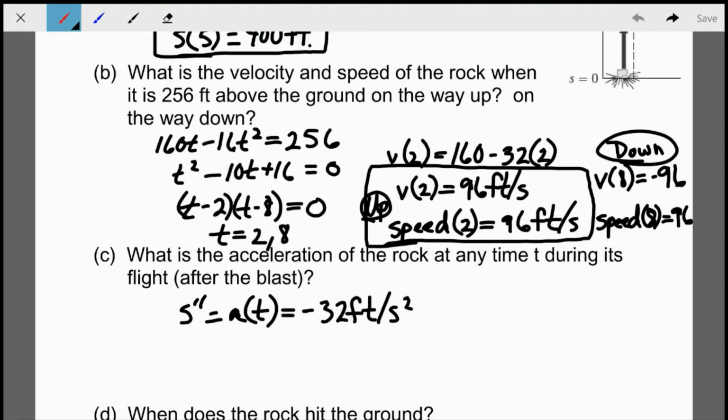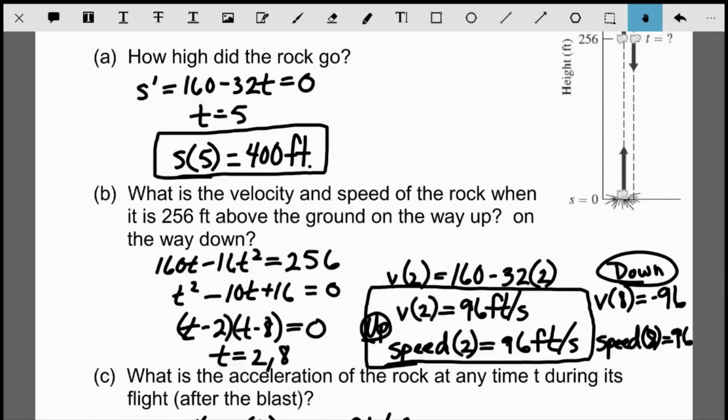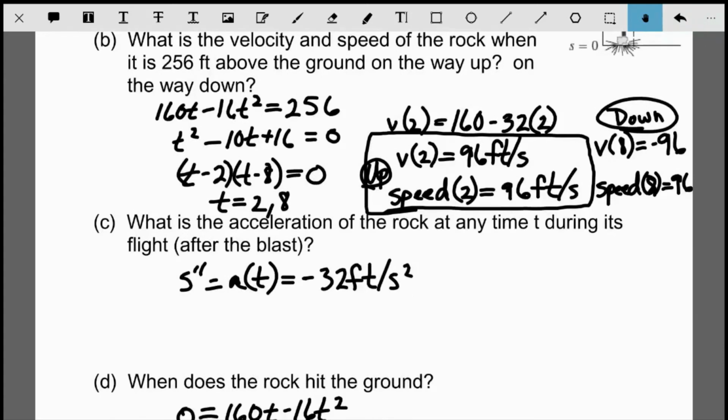On the way up, our velocity at time is 2 is 96 feet per second. The speed's going to be the same thing because we're moving up. The velocity was positive, so the speed always has to be positive. On the way down, we find our velocity at time is 8. And remember, we found that velocity function on the previous problem, 160 minus 32t. So I plug time is 8 into that. I get negative 96. That's my velocity, negative 96 feet per second. I'm moving down. And the speed is still positive 96 because that's just how fast we're moving.